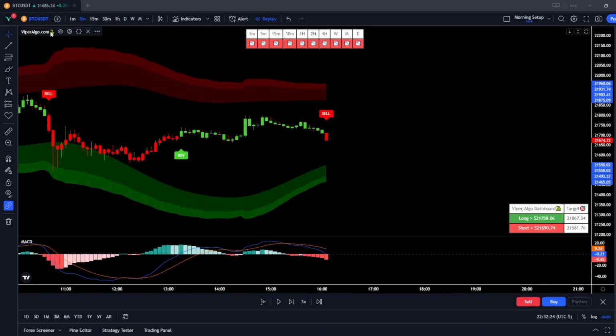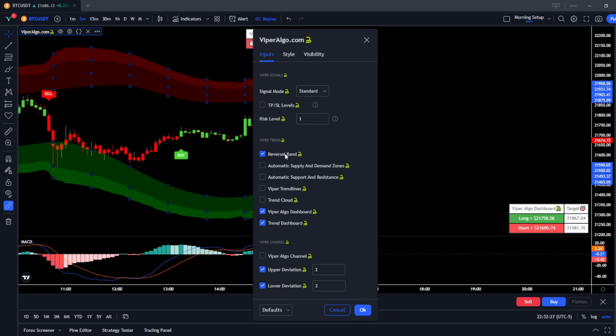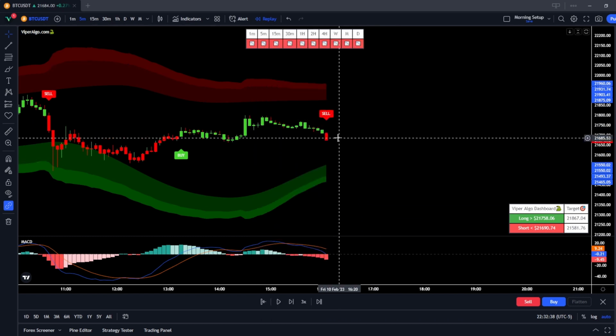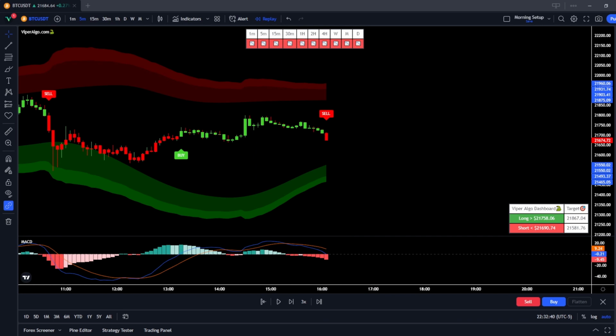We want to make sure that we have these settings on. So the reversal band, signal mode standard, TP and SL off, both the dashboards on, and that should be good for now. And what we want to do is wait for this sell signal. Once we get this sell signal, we need to make sure everything else aligns.